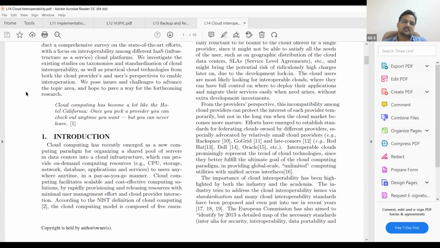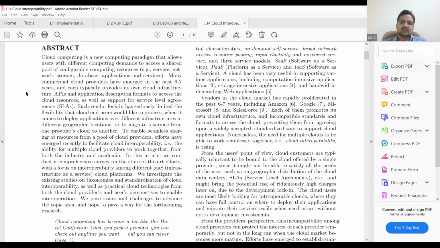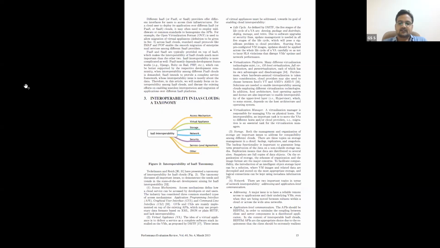So it should not be like this. This paper says that cloud should be completely interoperable. Going from one place to another place should be easy. Okay, now what should we be doing? We should be doing this.